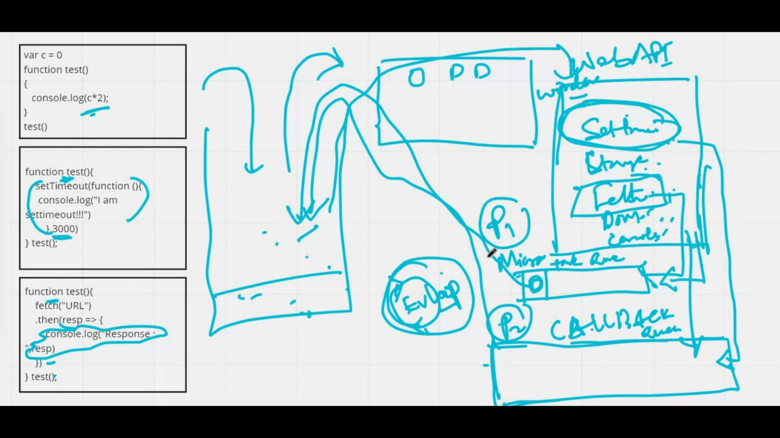Now, if you have a set timeout and inside the set timeout you have 3000 milliseconds, what will happen? Your set timeout will wait 3000 milliseconds here only, and then it will be pushed. That is how it would be waiting.